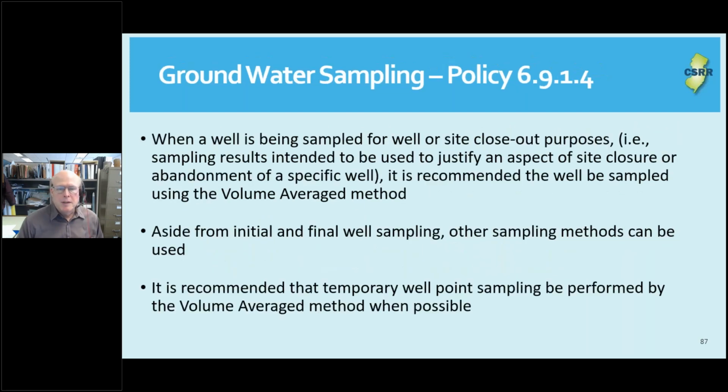When a permanent well is being sampled for well or site closeout purposes, that is, the sampling results are intended to be used to justify an aspect of site closure or abandonment of a specific well, DEP recommends the well be sampled using the volume averaged method. As just stated, this action is being recommended because this method generates a sample representing a larger portion of the aquifer. Aside from initial and final well sampling, other sampling methods may be used.